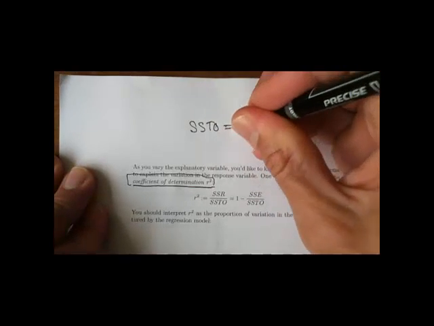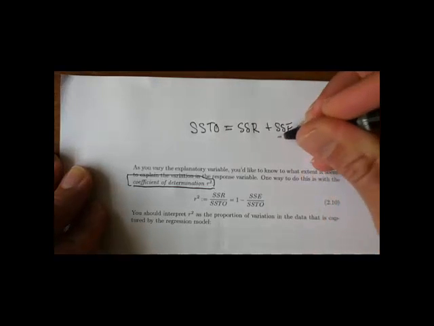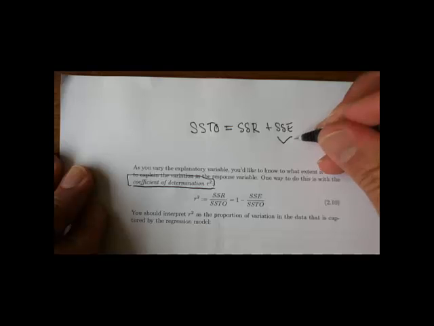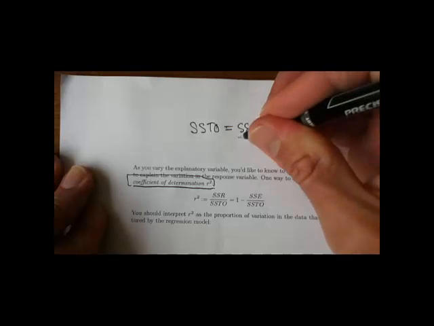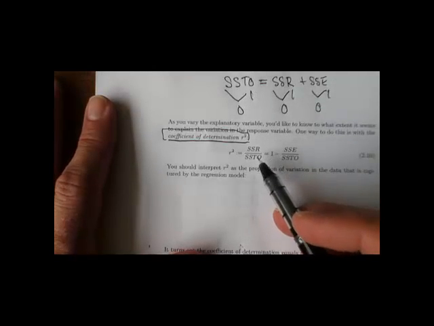Okay, and like we said on the previous page, it turns out that SSTO partitions as SSR plus SSE. Now, this quantity is always at least 0, and this quantity is always at least 0, and this quantity is always at least 0. You can tell that by looking at the formulas for them, right? Because they're sums of squares, and squares are always positive, and sums of positive things are always positive. So each of these quantities is always non-negative. So r squared is always going to be non-negative.